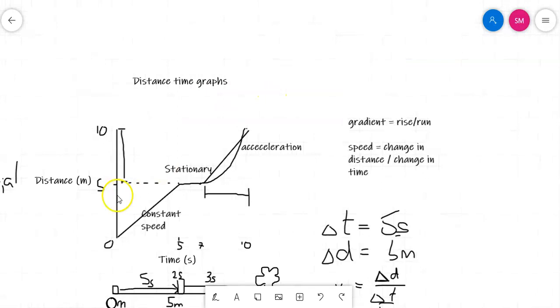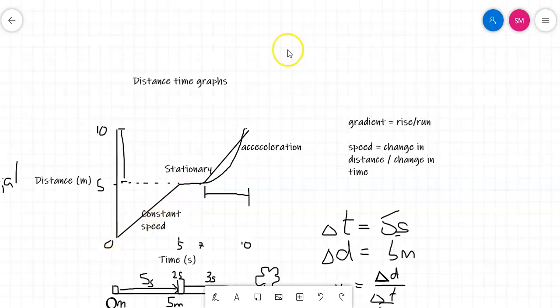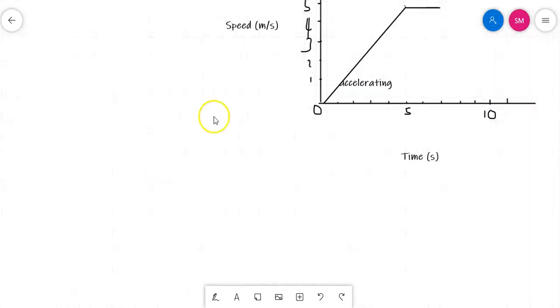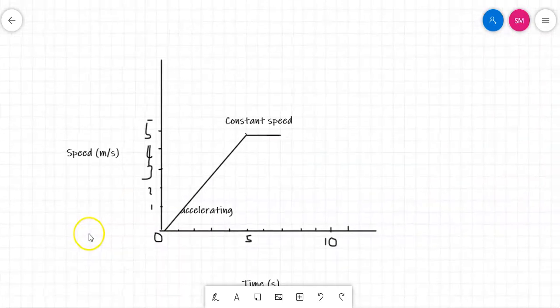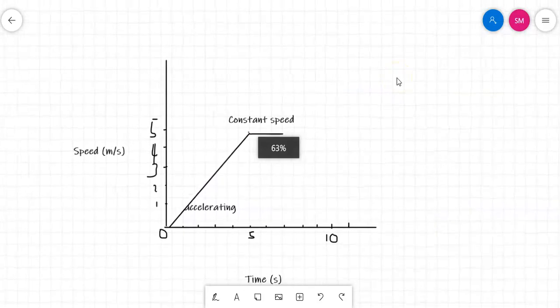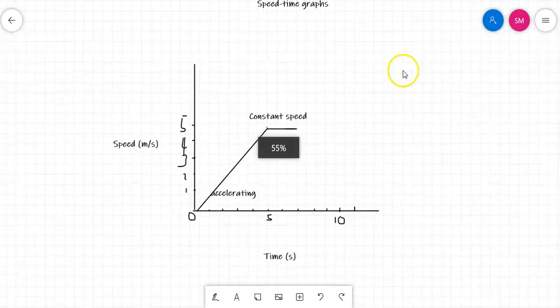Remember, this is different to a distance time graph, because on a distance time graph, if we see the distance increasing at a constant rate, then that is describing an object traveling at a constant speed. So the speed time graph is different in that respect, in that a horizontal line describes an object traveling at a constant speed.